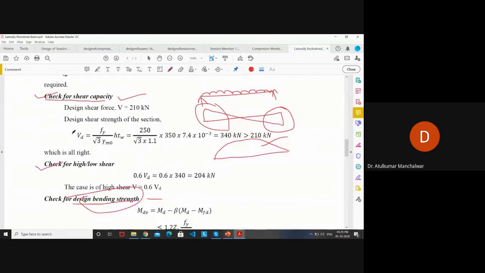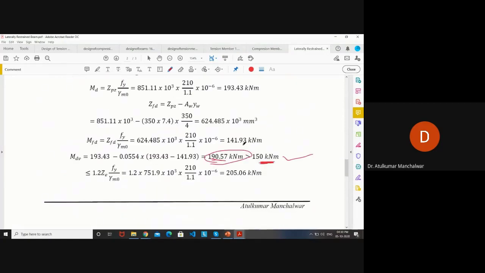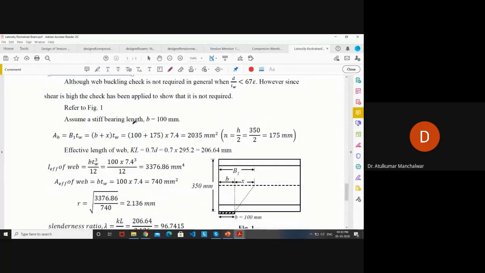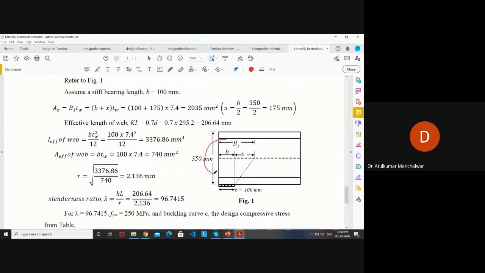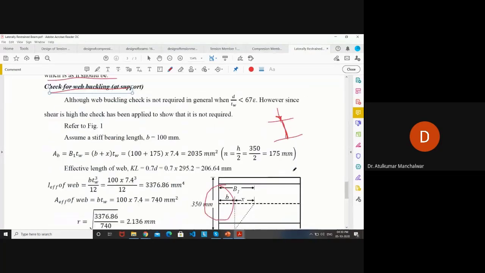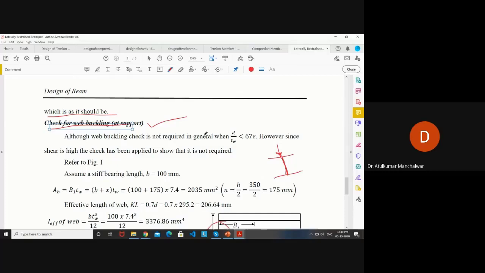Here also, this is the strength of your member. Strength of member is 340, and this is the shear force due to loading. Means your member is safe in the shear force also. Similarly, we need to check for the web buckling at the support, because at the support there is the maximum shear, so there may be chances of buckling in the web, because in the beam element we are using I section. So you need to check for web buckling at the support.